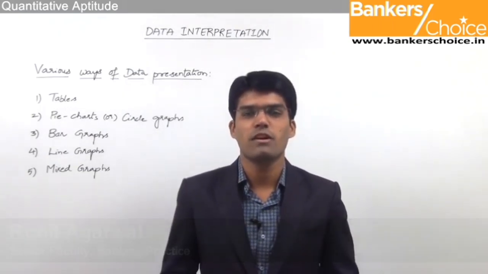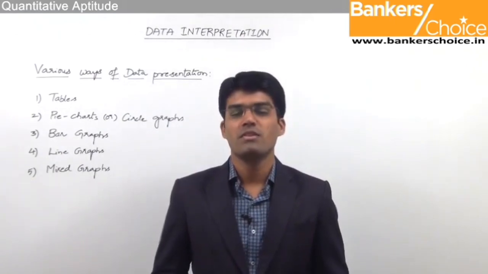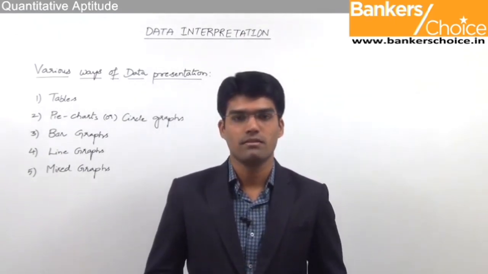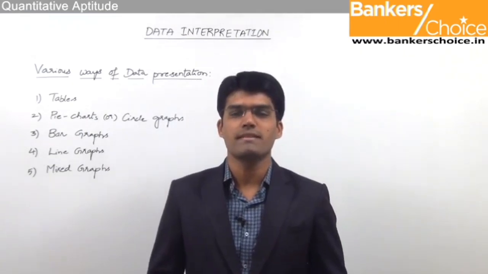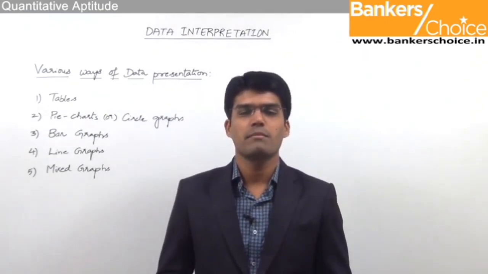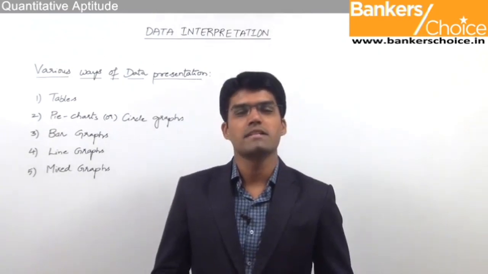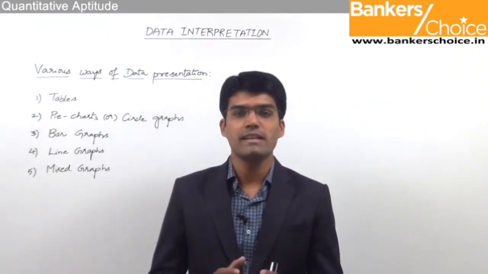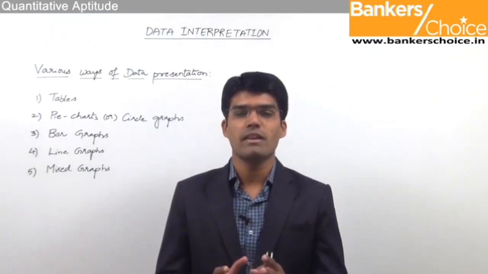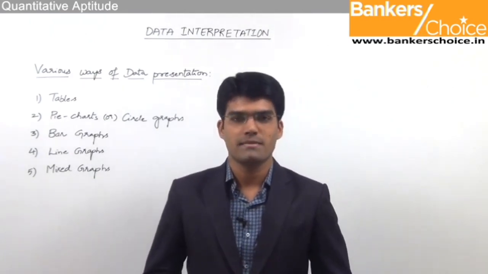In this session, we are going to discuss one very important section of quantitative aptitude, which is data interpretation. In some exams, data interpretation is a separate section by itself. But in bank exams, it forms a part of quantitative aptitude, and its weightage varies from 10 to 45 marks. So very clearly, data interpretation is one very important part of the quantitative aptitude section in bank exams.